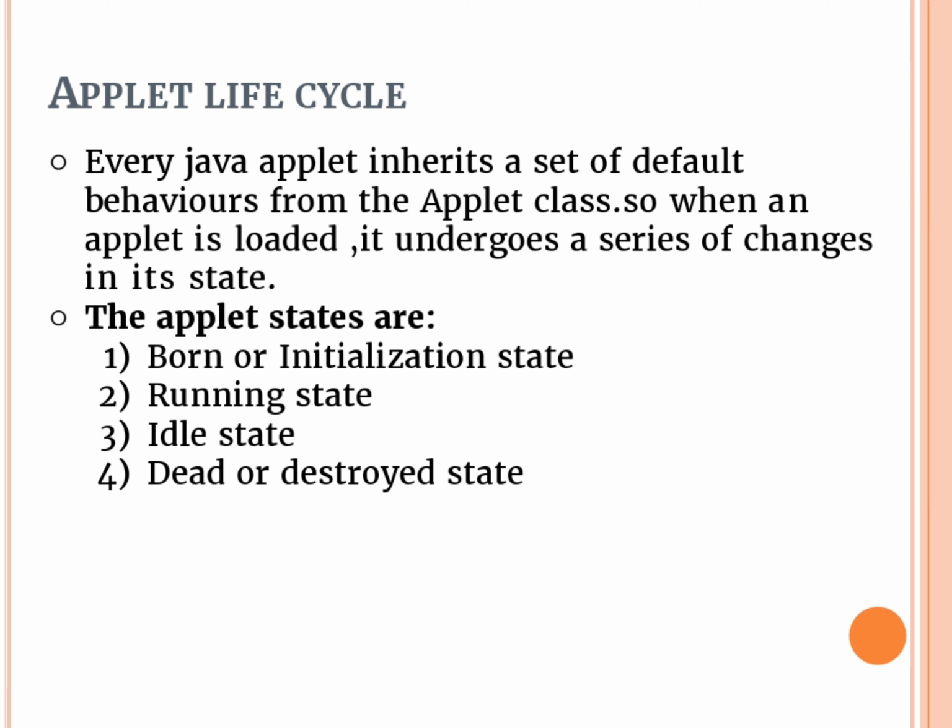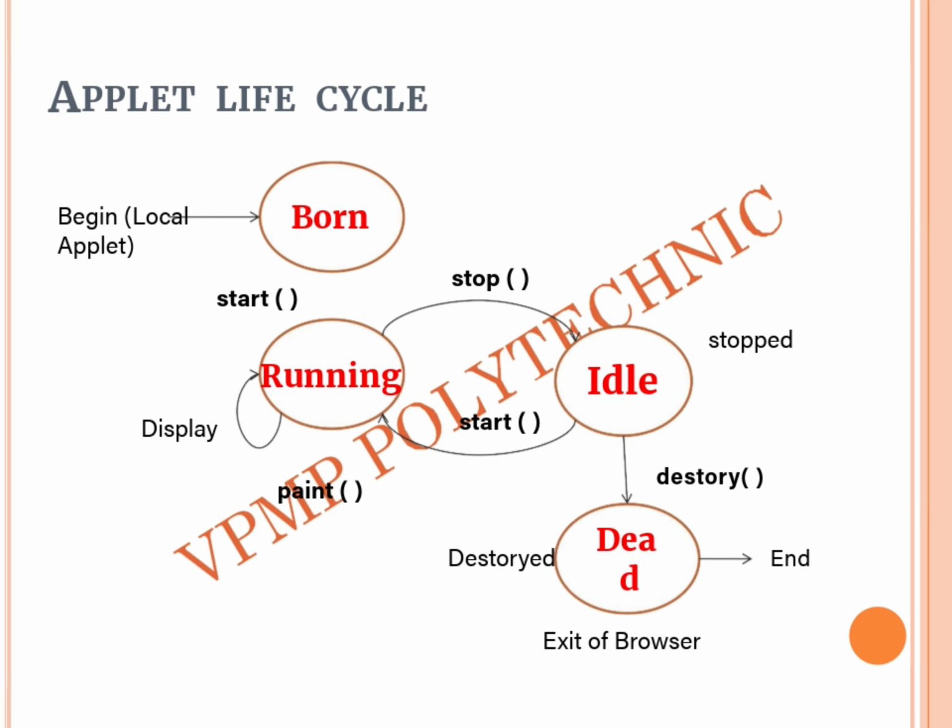It basically has 4 core methods, namely init, start, stop and destroy methods. These methods are invoked by the browser to execute. See the picture in this. This is the life cycle image representation.